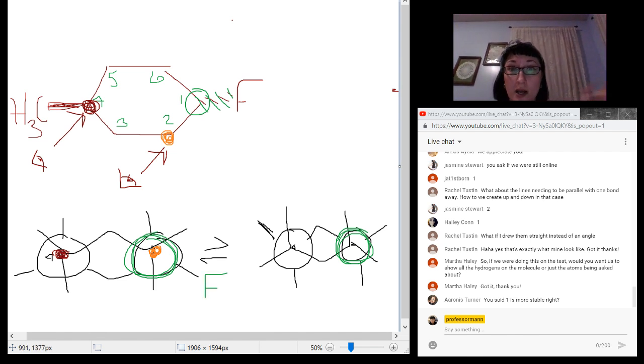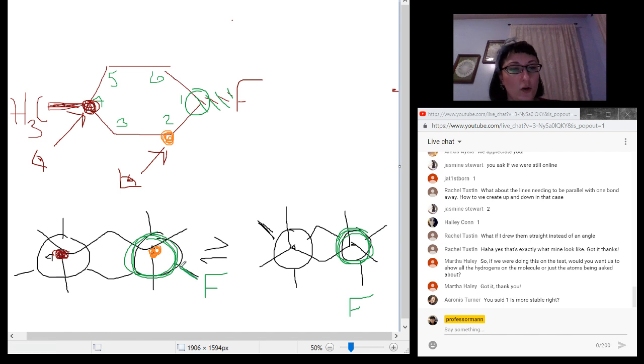Let's go to the one on the right. Still have one in the down position, one in the up position. Again, when you flip a chair, they don't change whether they're up and down. They stay down. They change equatorial or axial.